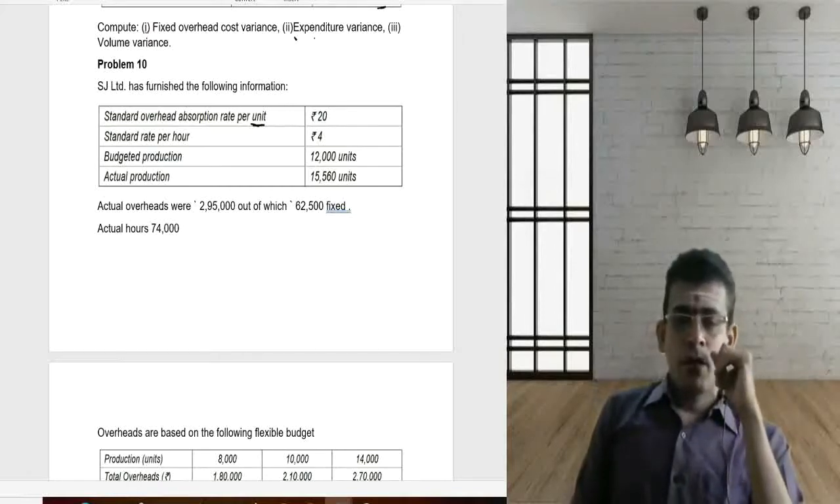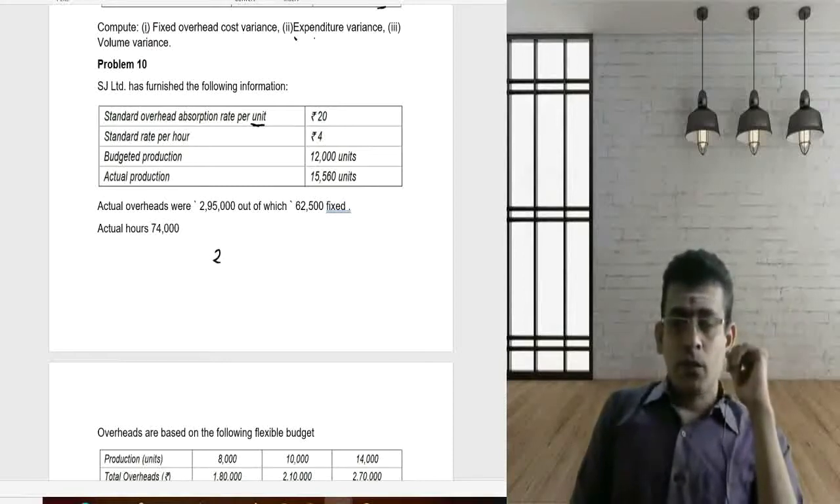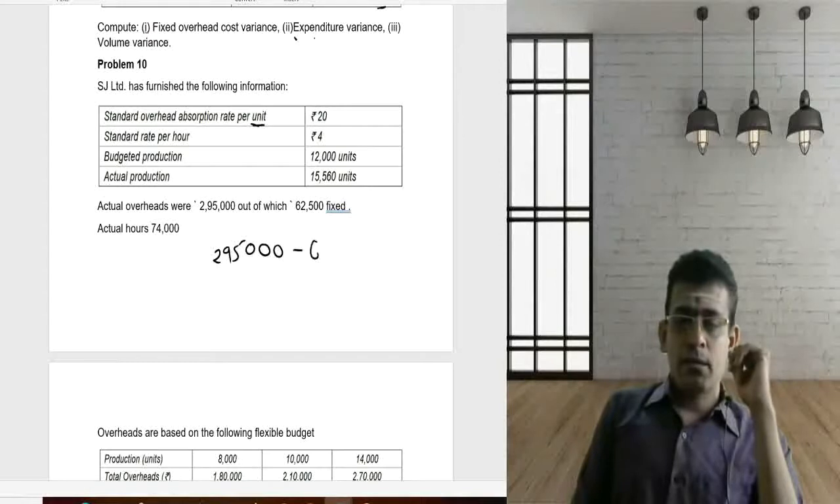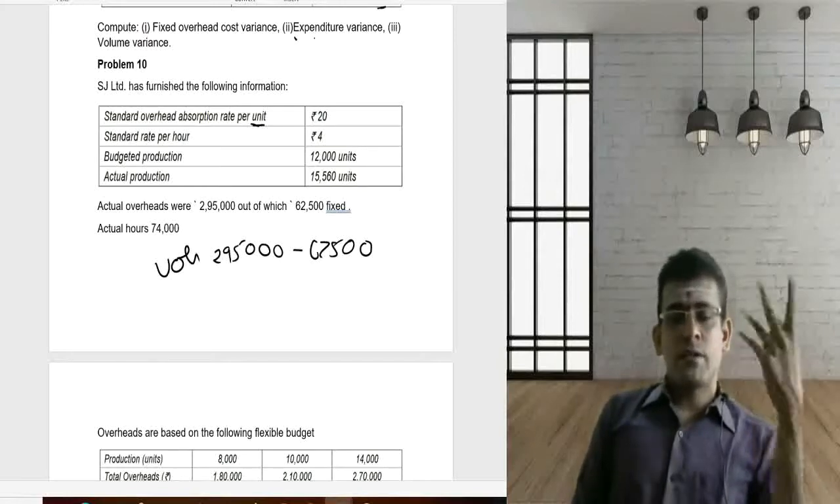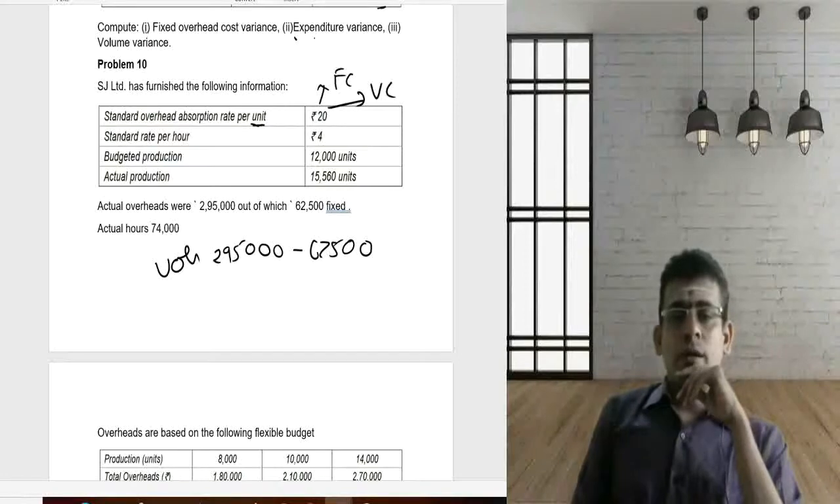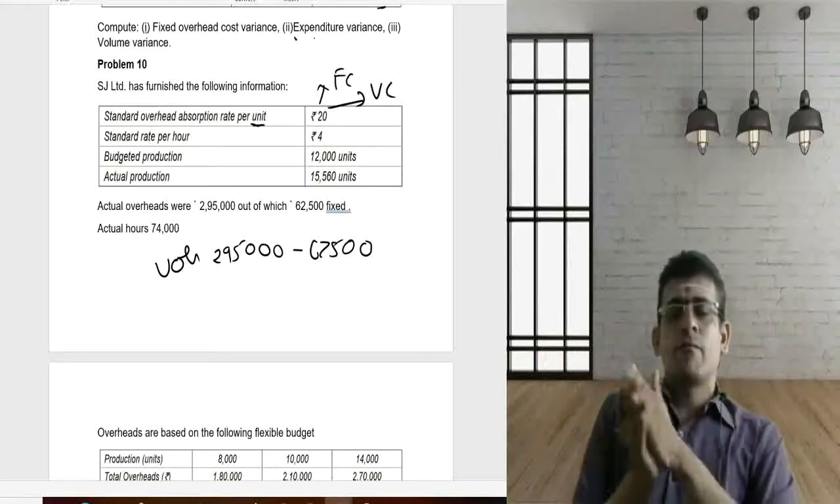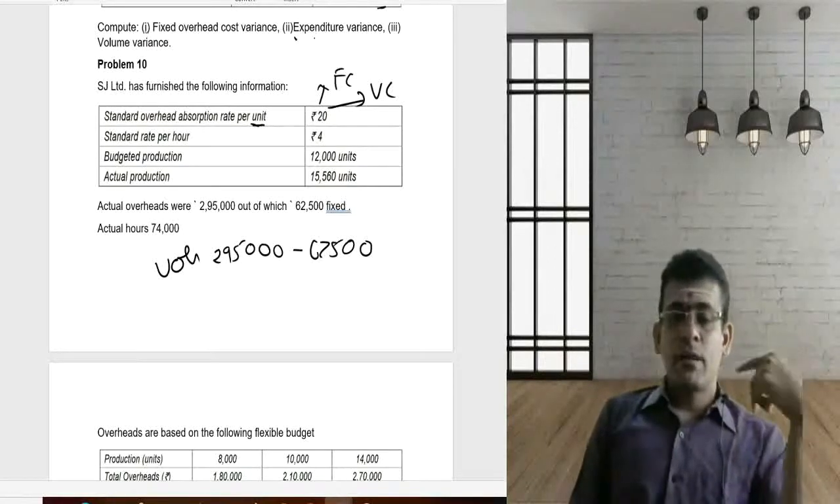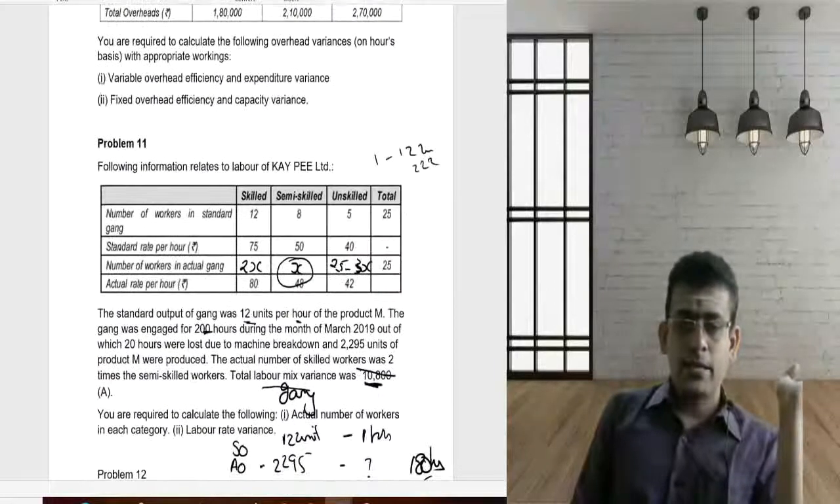Actual overheads is given 2,95,000 of which 62,500 is fixed. That means what? 2,95,000 minus 62,500 is nothing but your variable overhead. So here the problem includes both variable component as well as a fixed component. That means even this 20 rupees per unit includes fixed cost component, includes variable cost component. So I need to segregate them. So this 20 rupees should be apportioned into fixed cost per unit, variable cost per unit. If I do that, then we can proceed further. Then what else is given? Actual hours is given.